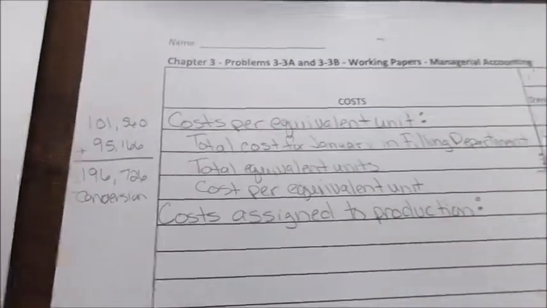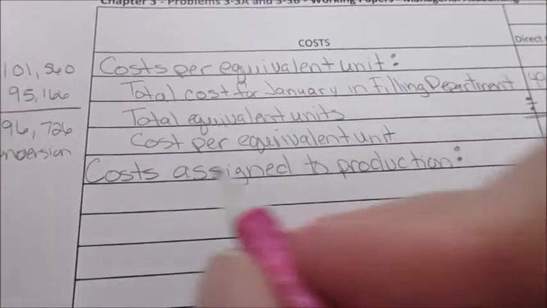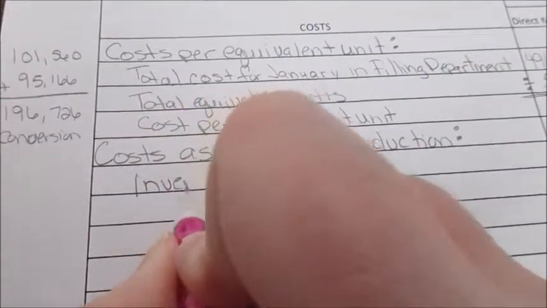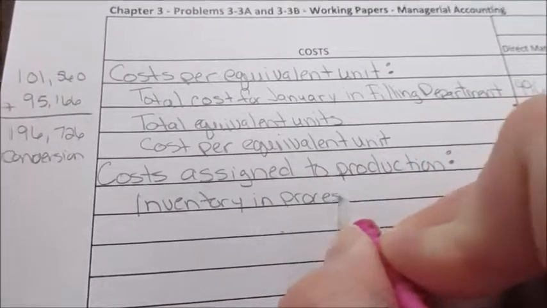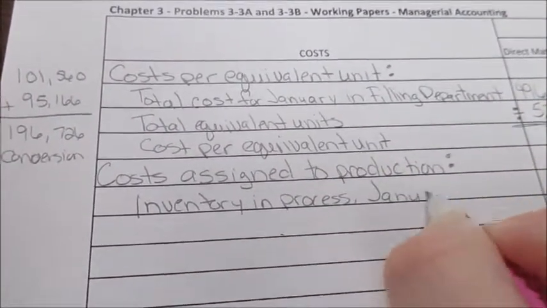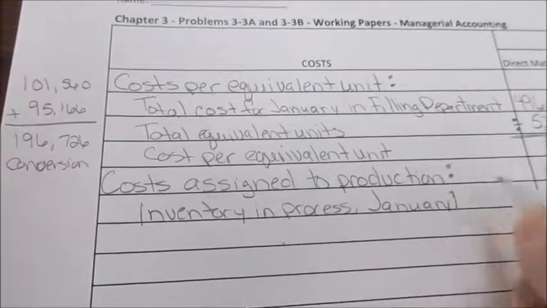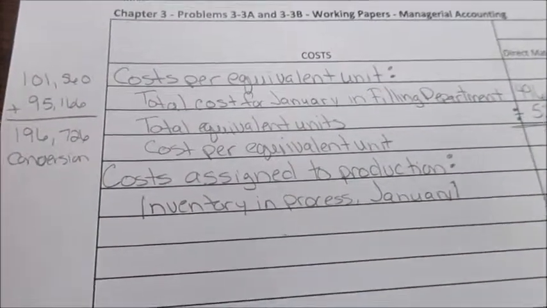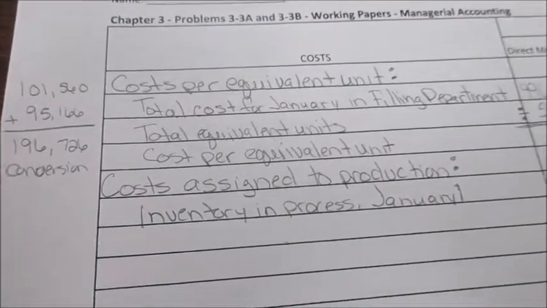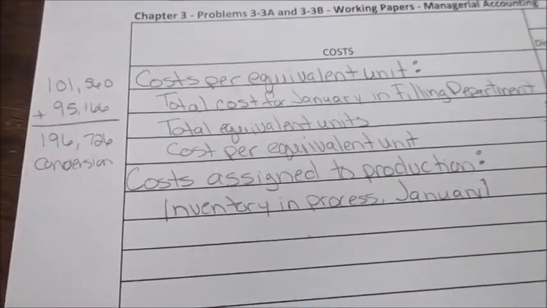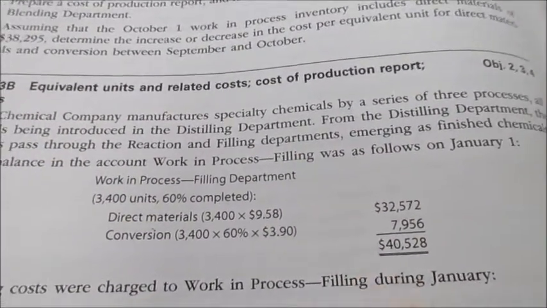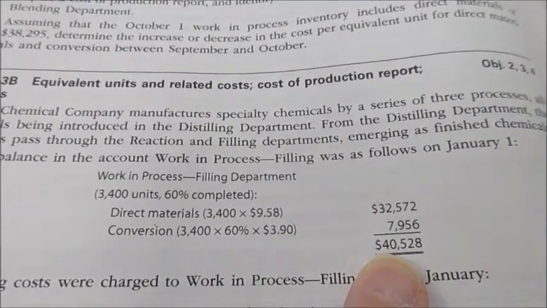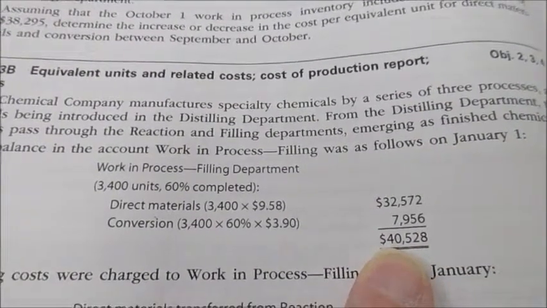And a colon, because we're going to be listing things underneath it. Again, starting at the beginning, so our inventory in process on January 1st. And this one our textbook gives us. If we look in our book, it tells us the balance in the work in process filling was as follows: January 1st, and it tells us that our total cost was $40,528.